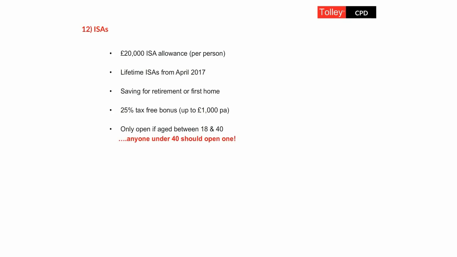Now, a lot of these people are using LISAs for first-time buyer deposits. That's what essentially they're being used for. But they can be used for pensions. So if you're in your 30s and already have your first home, then obviously that's out the window.